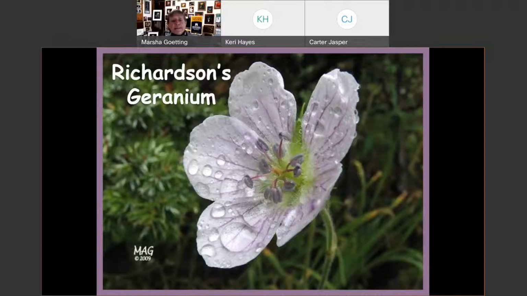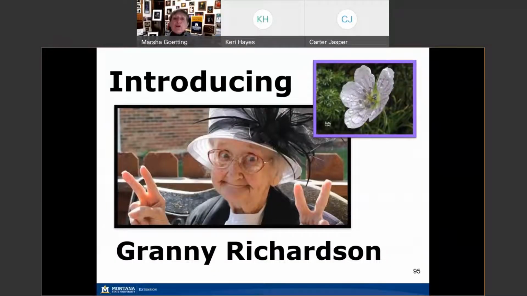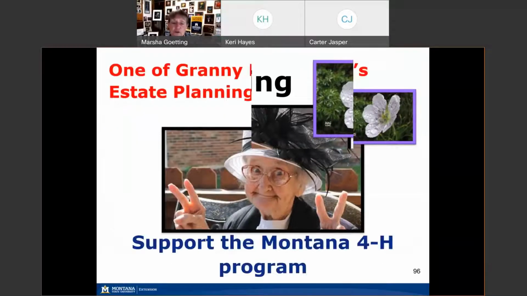Oh, this is one, Richardson geranium. Now, I took this photo after the rain, and I just thought it was beautiful. I was even excited because it was in focus. It's exciting to get a flower in focus. So here's Granny Richardson. Hi, Granny. I think she is so cute.